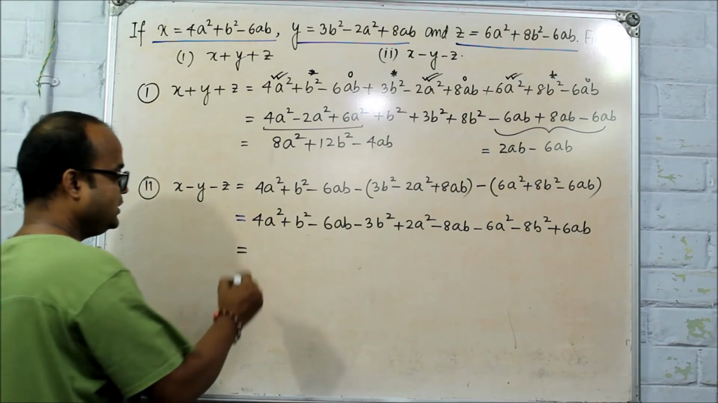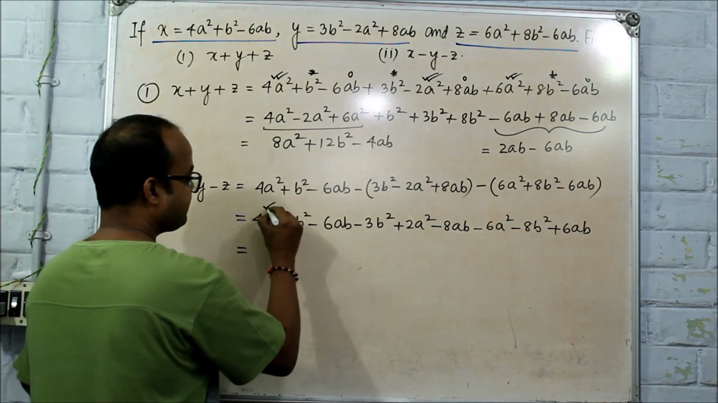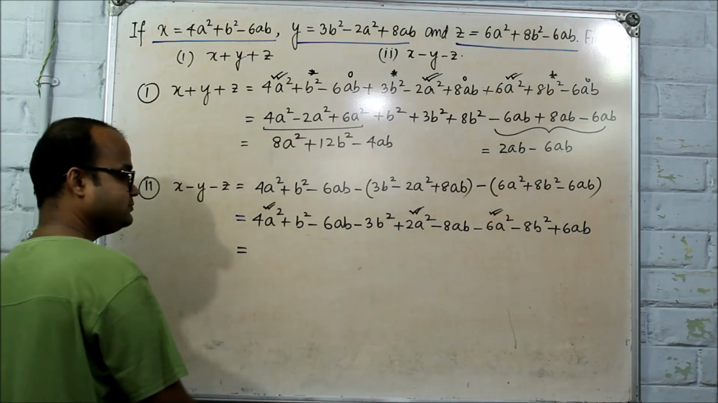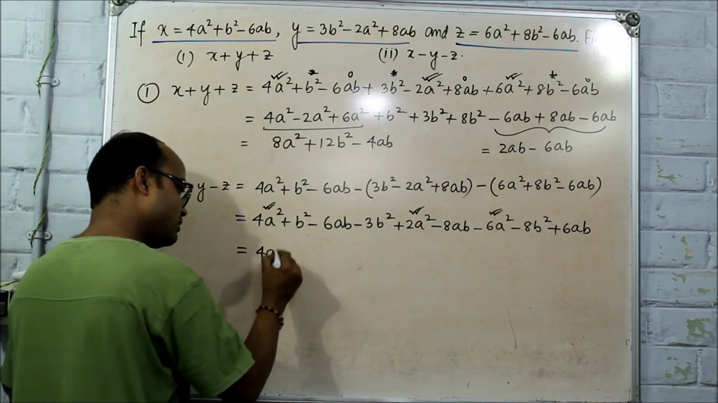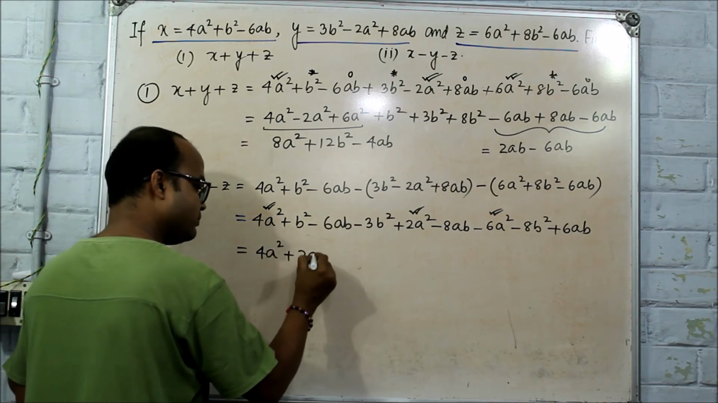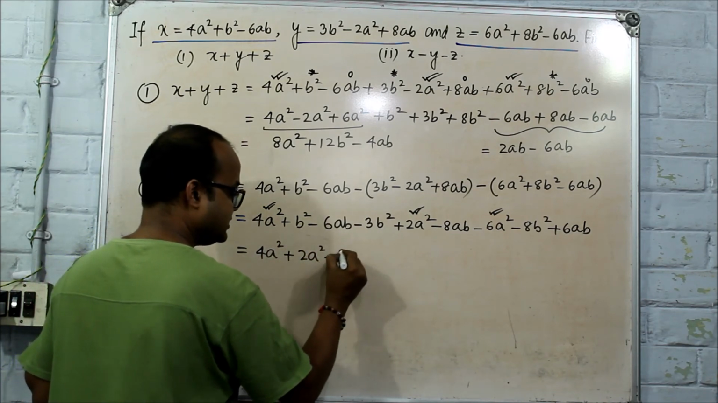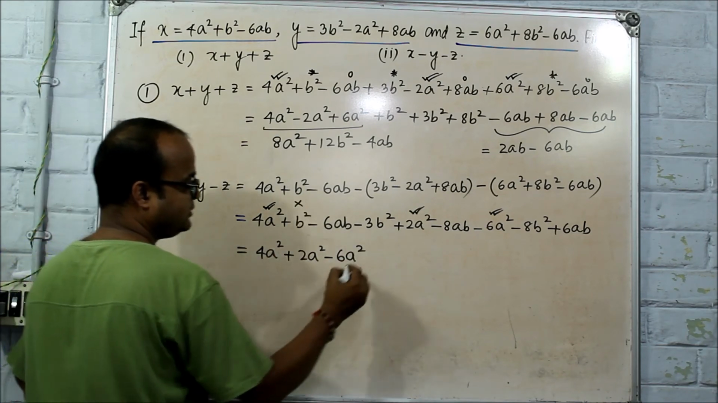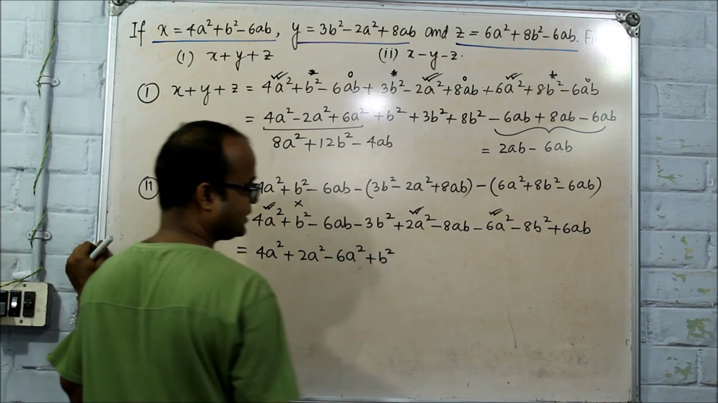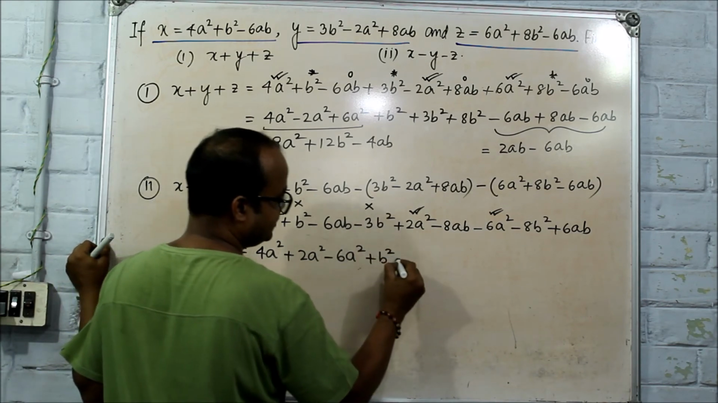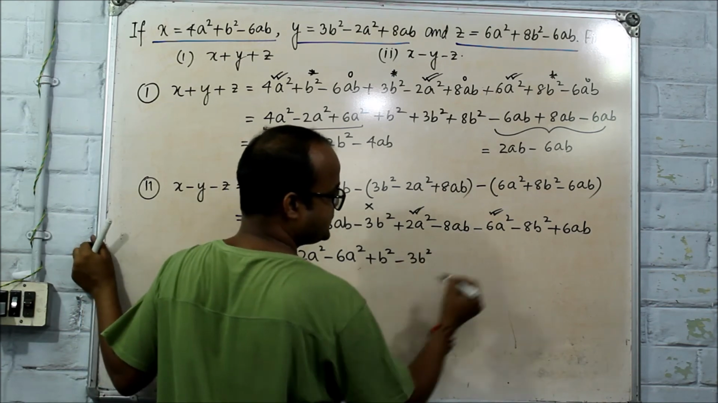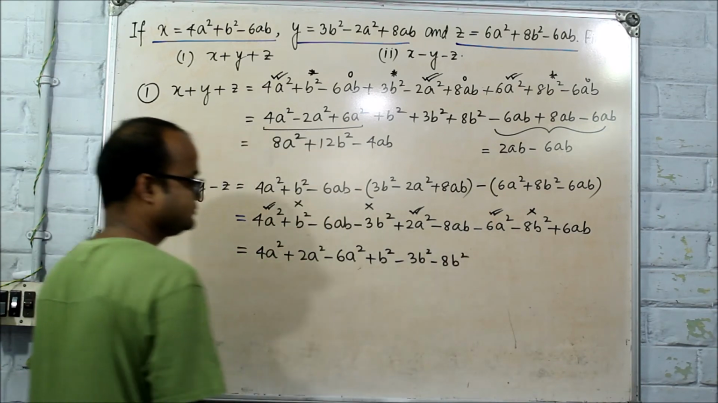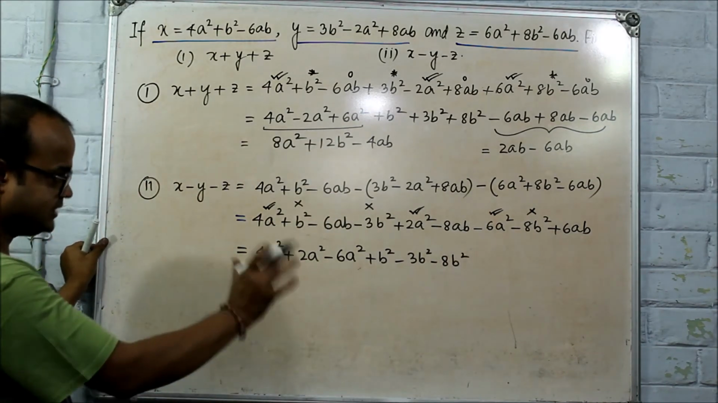Now 4a square, 2a square, minus 6a square. Like terms, so we write them together: 4a square plus 2a square minus 6a square. Moving on to the next, b square minus 3b square minus 8b square. Like terms, so we write them together.